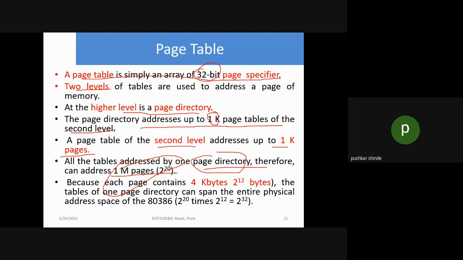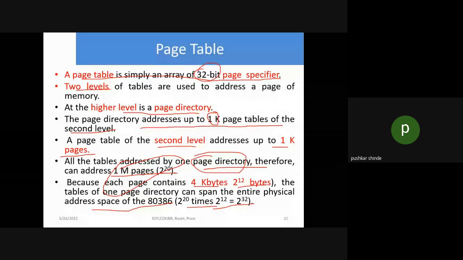So one page directory can access 1 mega pages, 2 raised to 20. Because each page contains 4 kilobytes, 2 raised to 12 bytes, the tables of one page directory can span the entire physical address space of the 80386. That is 2 raised to 32. 2 raised to 20 into 2 raised to 12, that is 4 gigabytes. 2 raised to 32 is how much? 4 gigabytes. So the entire physical address space of the 80386DX can be accessed by one page directory. Okay, so that is about the page table.